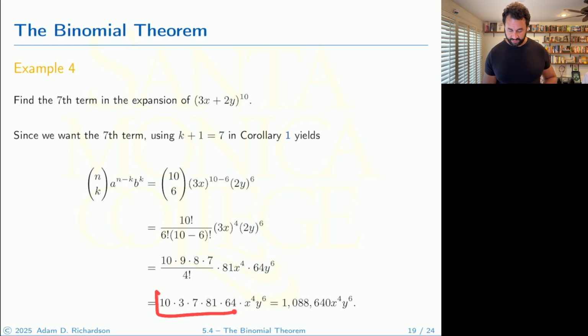And then this is where I would go to a calculator just to save some time, because that's going to be 1,088,640. So if you were to expand this out, this is telling us that the seventh term in that expansion would be this. Pretty cool, huh? A nice little shortcut.